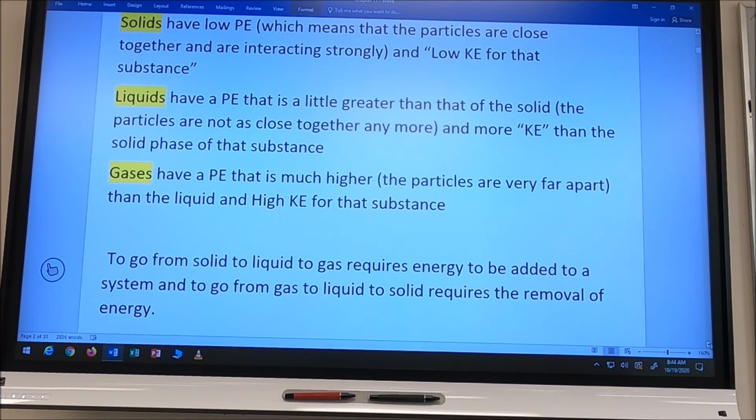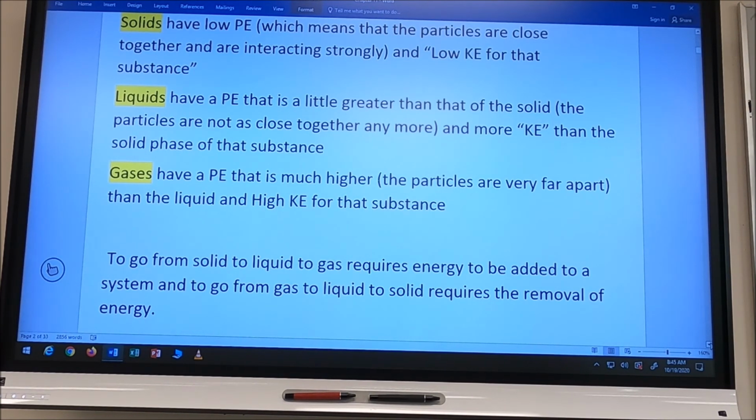In liquids, they have a potential energy that's a little bit greater than the solids because the particles are a little bit further apart. Okay, they're not as close together as they used to be. And for a given substance, it's going to have more kinetic energy. If I have something in the solid phase and the liquid phase at the same temperature, like at the melting point, they're going to have the same kinetic energy because they have the same temperature. But the liquid would have more potential energy.